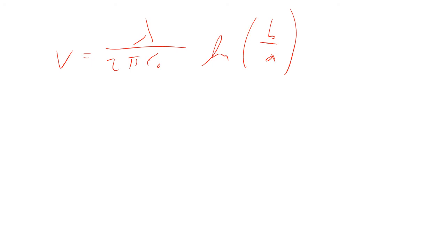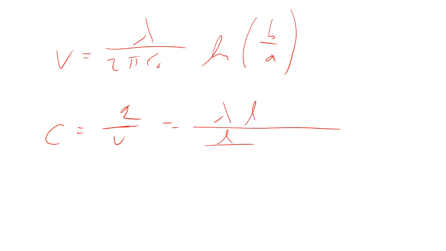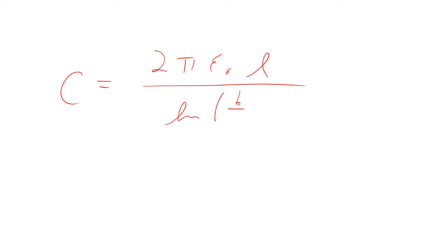Okay, so now to find the capacitance, which is Q over V, this is going to be equal to lambda L divided by lambda over 2 pi epsilon naught natural log B over A. So in other words, this is going to be equal to 2 pi epsilon naught times L divided by natural log of B over A.